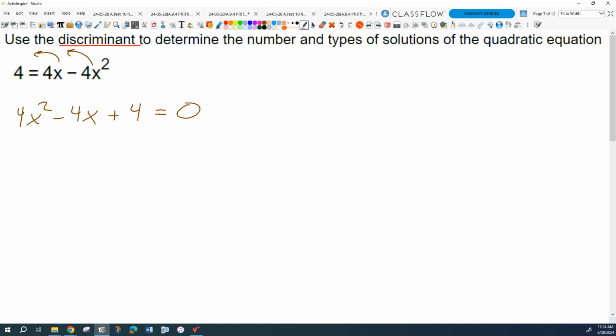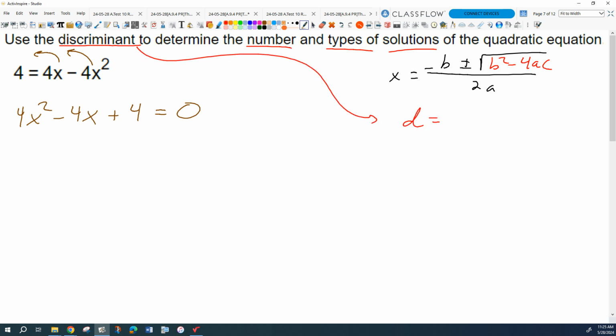Use the discriminant to determine the number and types of the solutions, but it doesn't ask me what they are, right? I don't need to know what they are. What is the discriminant? It's part of the quadratic formula, the part under the square root. In the quadratic formula, where we get x equals negative b plus or minus the square root, it's the stuff under the square root. It's b squared minus 4ac. That's the discriminant. That's what we're interested in, right? So the discriminant D is just equal to b squared minus 4ac.